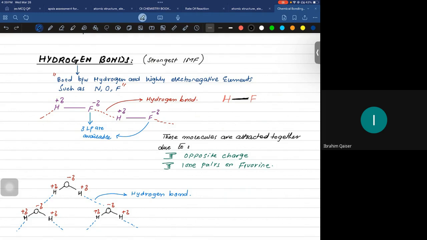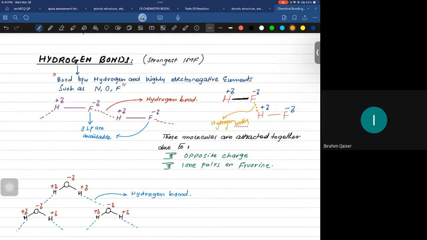Remember, if I give you two molecules of HF, then you will see partial negative, partial positive, partial positive, partial negative. So then this is called hydrogen bonding. This is the confusion, remember. Hydrogen bond is a type of intermolecular force. It's not intramolecular. So you have to take care of it.